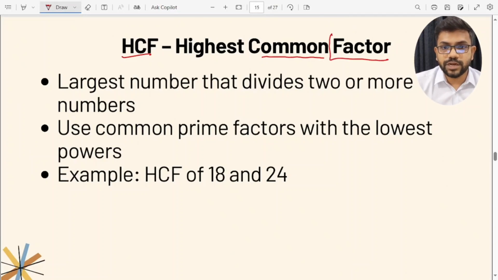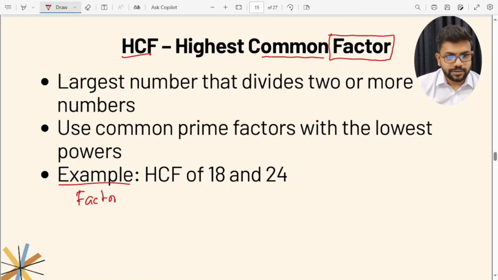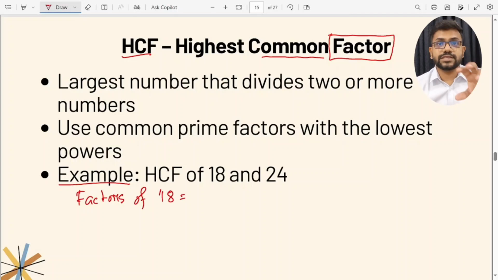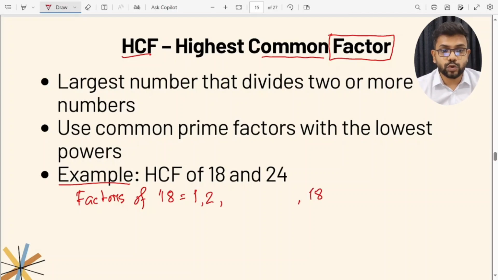In the previous lesson, we learned that factors are divisors that leave no remainder. So if you have a look at this example, HCF of 18 and 24, factors of 18 are, we write this in pairs. First pair is 1 and 18. Second pair is 2 and 9.